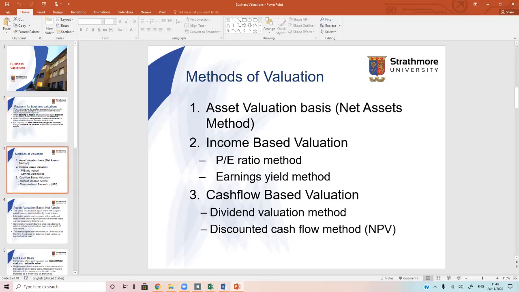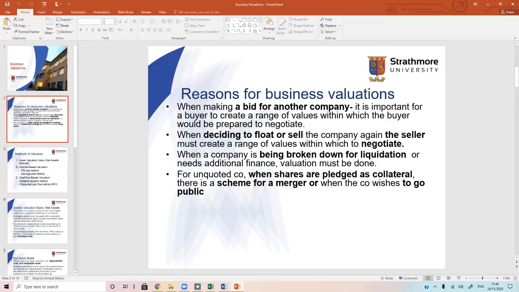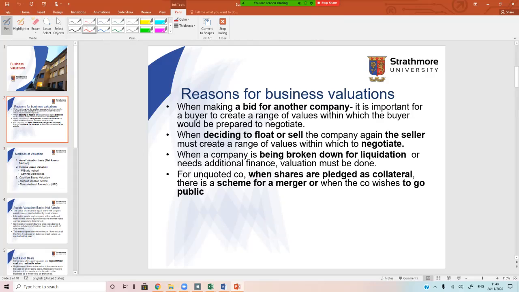Sir? Yes. What does float mean? To float. This term here, to float. Yes, it's when you issue your shares to the market. What we call floating.